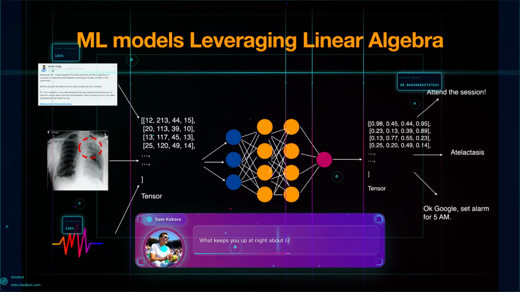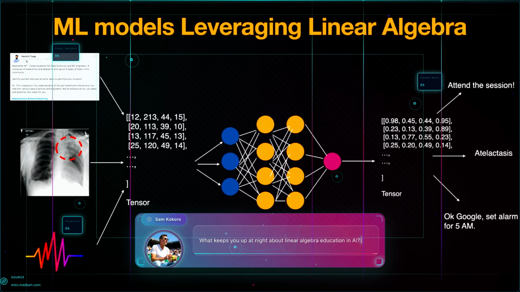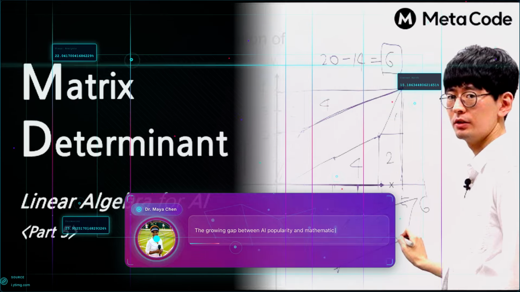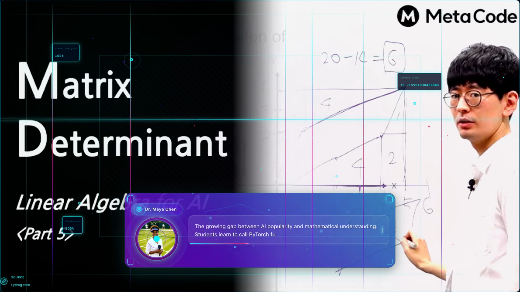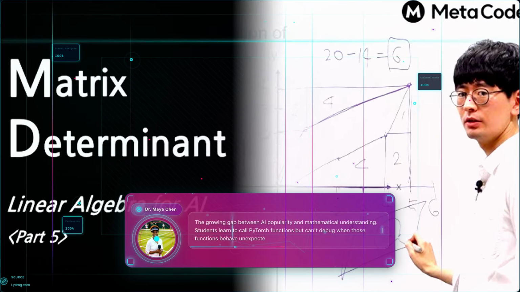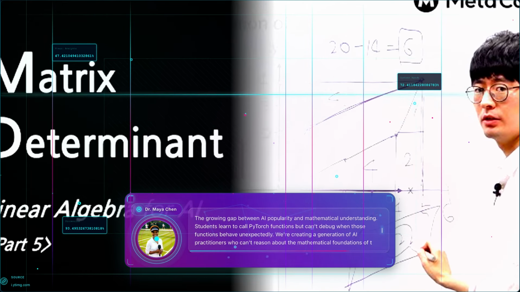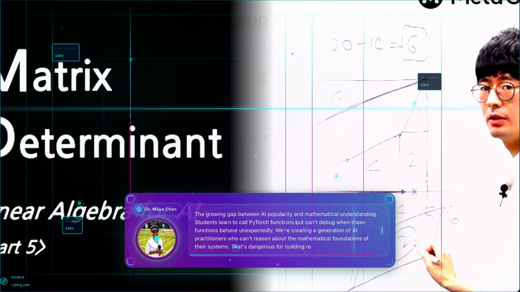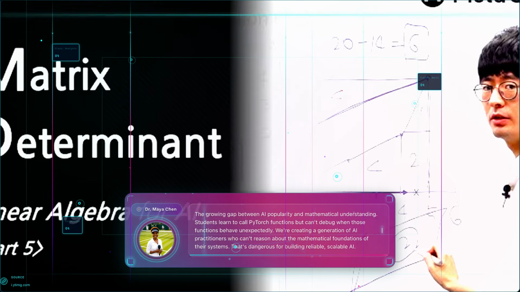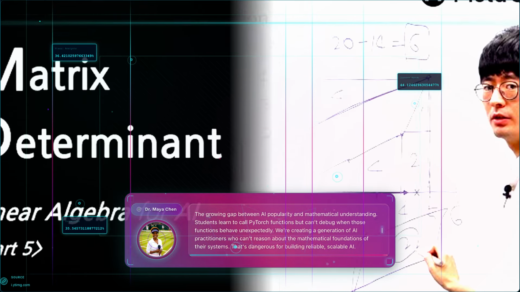What keeps you up at night about linear algebra education in AI? The growing gap between AI popularity and mathematical understanding. Students learn to call PyTorch functions, but can't debug when those functions behave unexpectedly. We're creating a generation of AI practitioners who can't reason about the mathematical foundations of their systems. That's dangerous for building reliable, scalable AI.